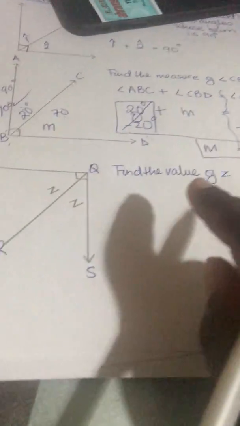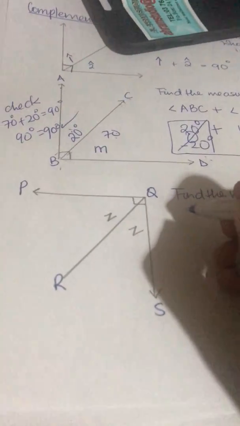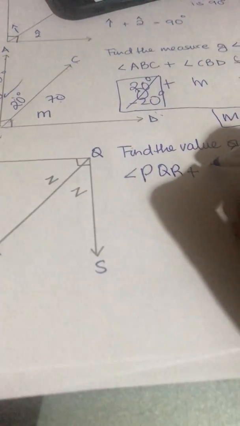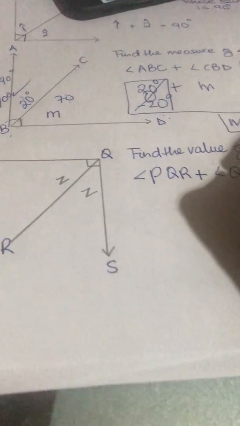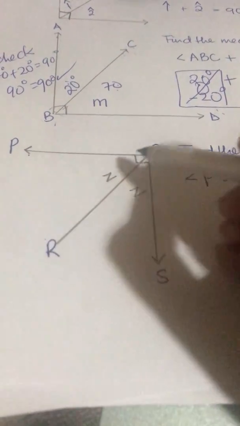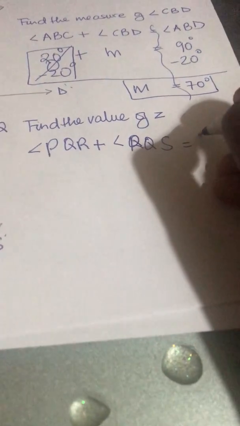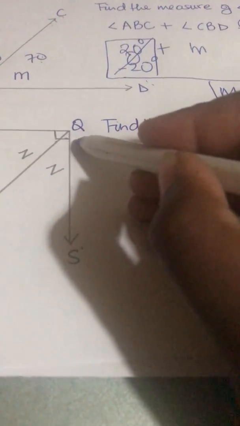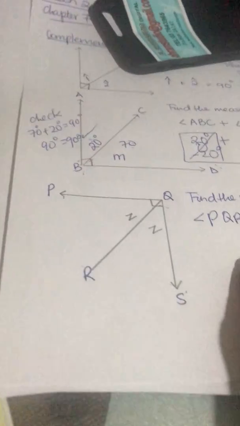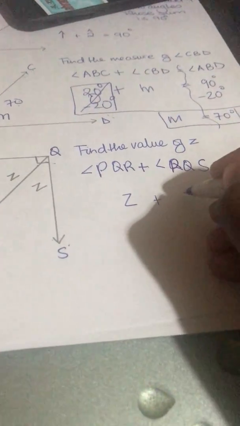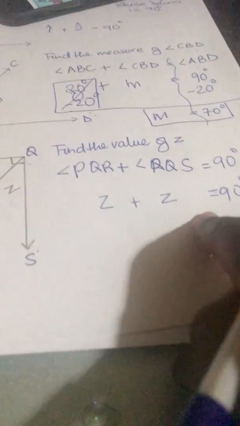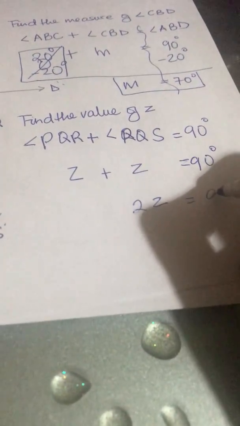All right, let us do this one. Find the value of Z. So I will write my equation. Angle PQR plus angle RQS should equal 90 degrees because there is a right angle symbol. PQR is Z plus Z equals 90 degrees. Z plus Z is 2Z equals 90 degrees.